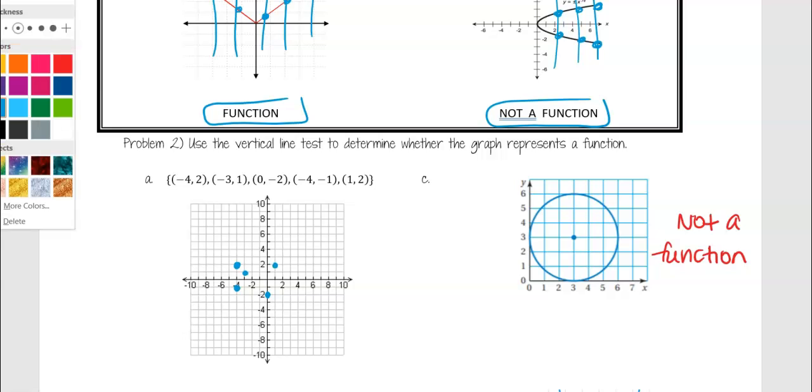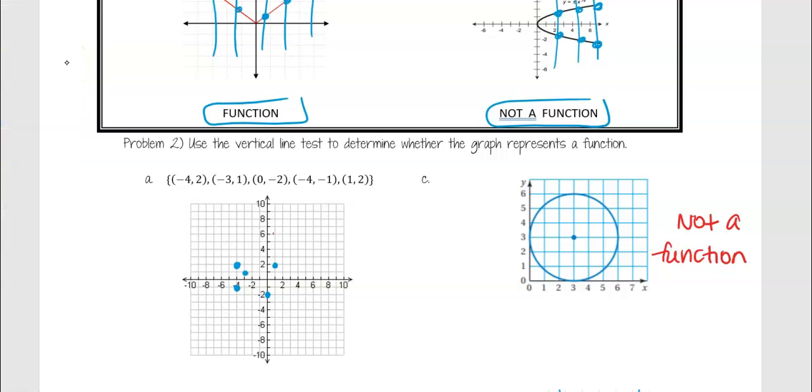If we come through here and draw vertical lines, vertical line, oh, it's good, 1 point. Vertical line, 1 point. Vertical line, 1 point. Vertical line, uh-oh, passes through 2 points, not a function.